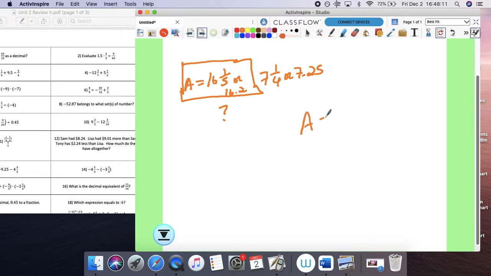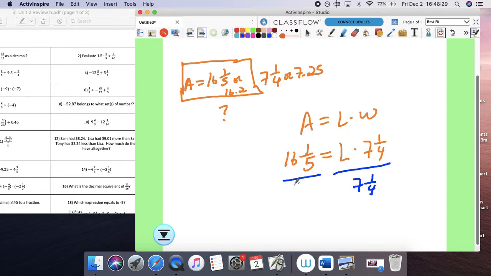So area is length times width. We have the area, 16 1 over 5. The length we don't know, so we'll leave it at that. And the width is 7 1/4. Right, it's a one-step equation. We're going to divide this side by 7 1/4. We're going to divide this side by 7 1/4. Those two go away, and then you actually got to divide that. You can divide as a fraction, or you can change it to a decimal and then divide. It's up to you. Well, since we have it as a fraction, let's keep it as a fraction.